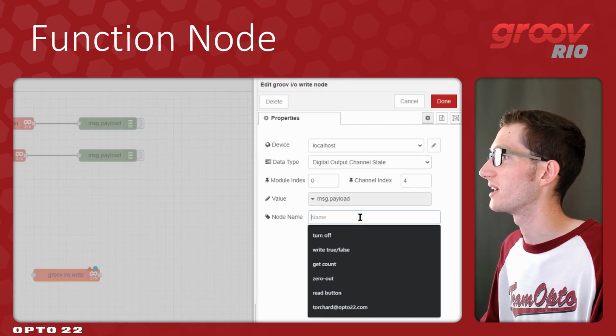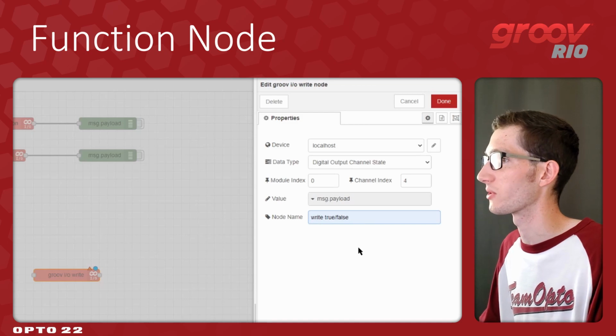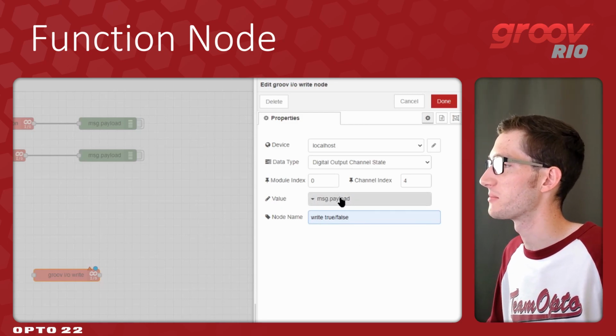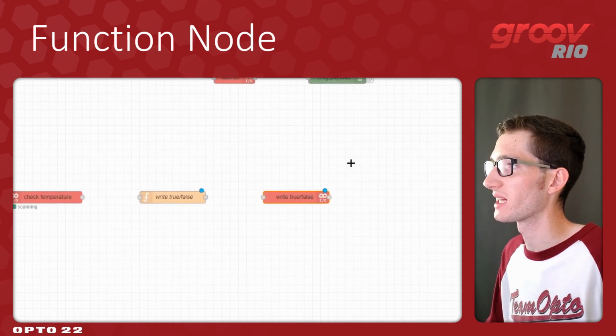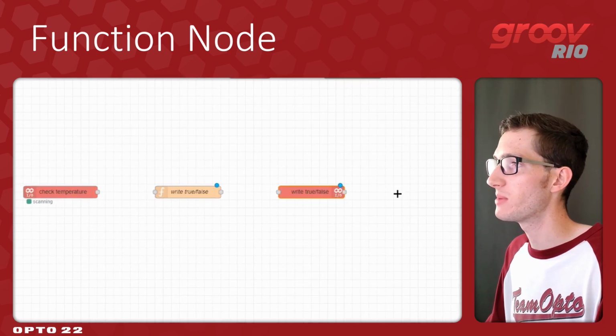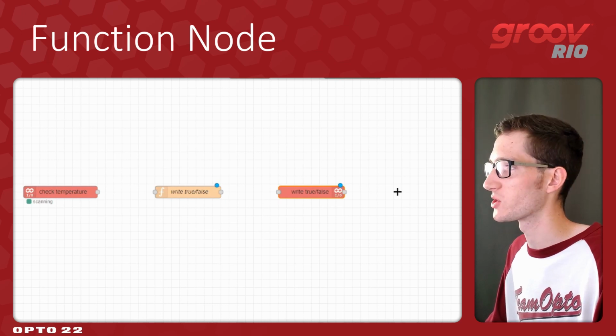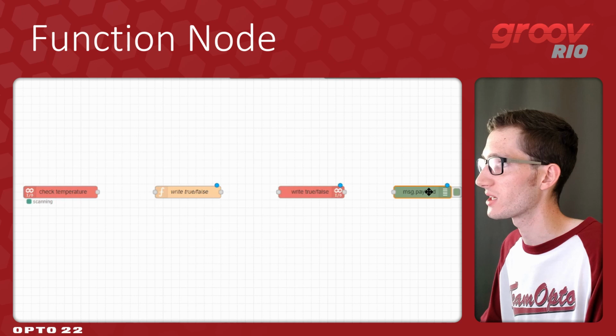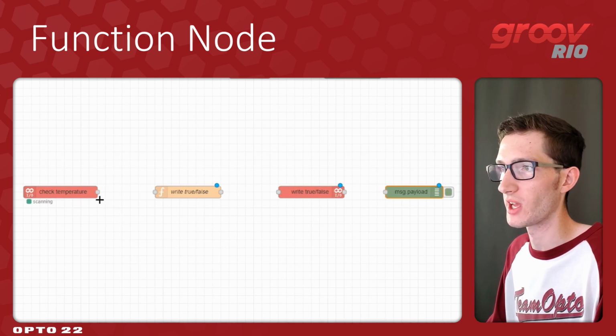And we'll go ahead and write this to be write true or false. So here we can see the value I leave as message.payload. So now when I click done, I'll add another debug node. This time I'll hold left control and left click on the screen to quickly add one in really easily with that shortcut, and we can wire this all together.